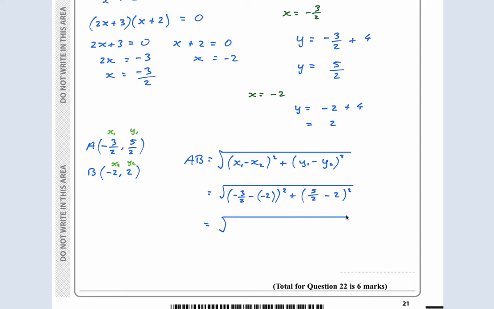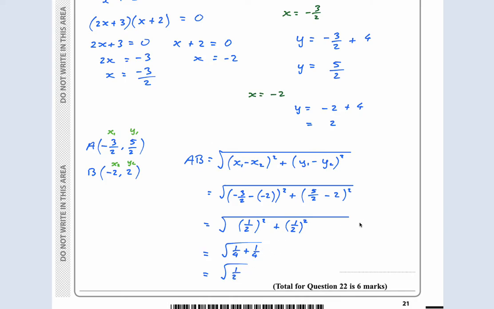okay, I probably do want to put one more step of working before I just use my calculator. But minus 3 over 2 plus 4 over 2, which is 1 over 2. All right, so that is 1 over 2 squared plus, this is 5 over 2 minus 2, which is 5 over 2 minus 4 over 2, which is 1 over 2 squared. Again, use your calculator, guys, to get these if you're not good with fractions, which is equal to the square root of a quarter plus a quarter, because a half squared is a quarter, half squared is a quarter, which is equal to a quarter plus a quarter is a half, so it's the square root of a half.